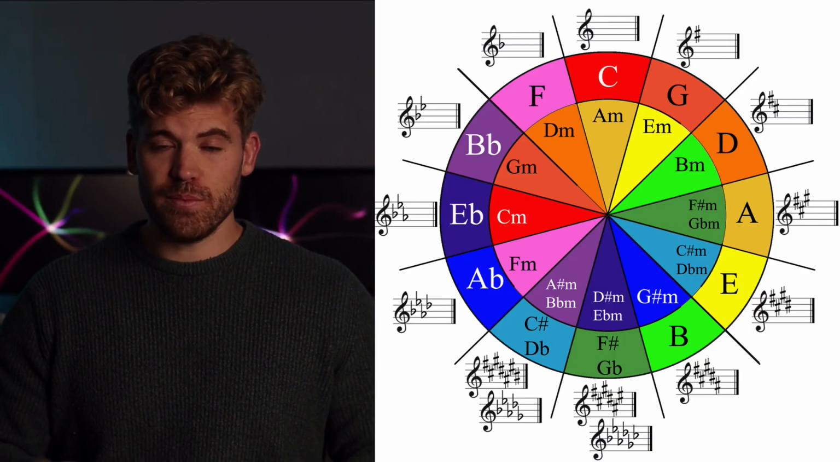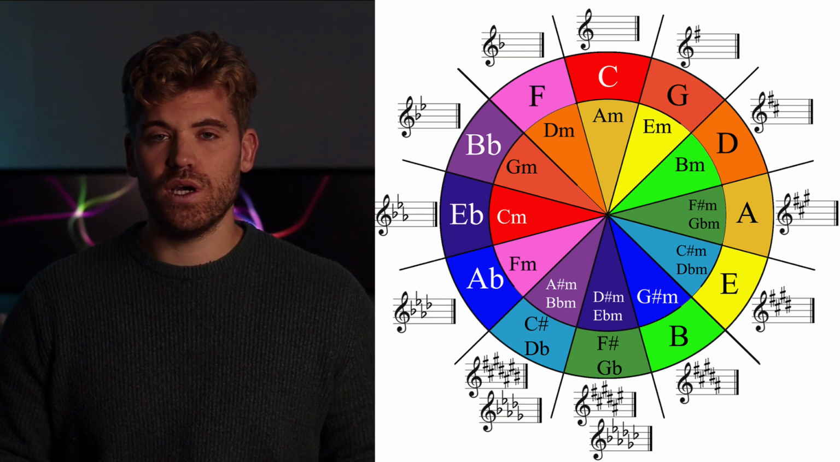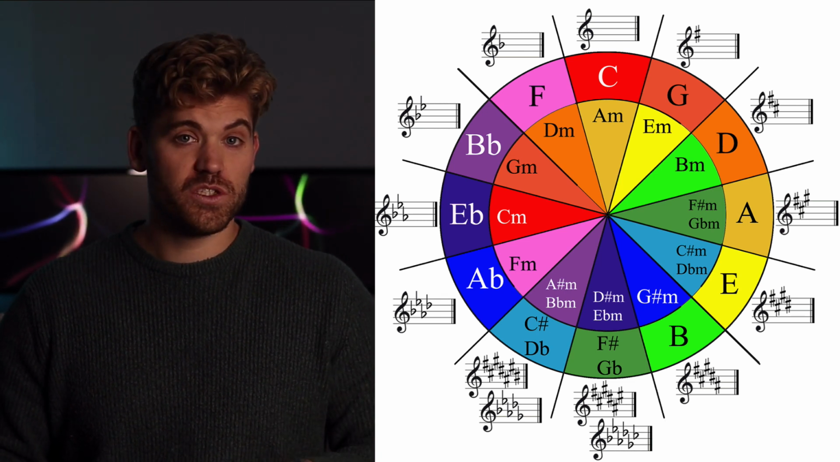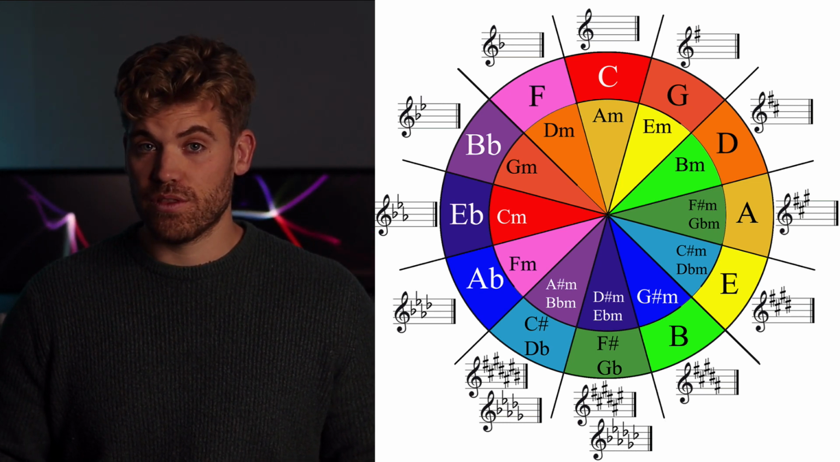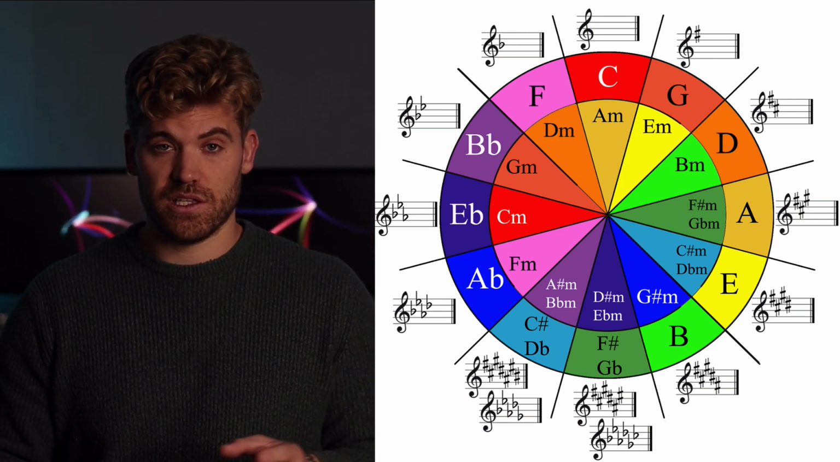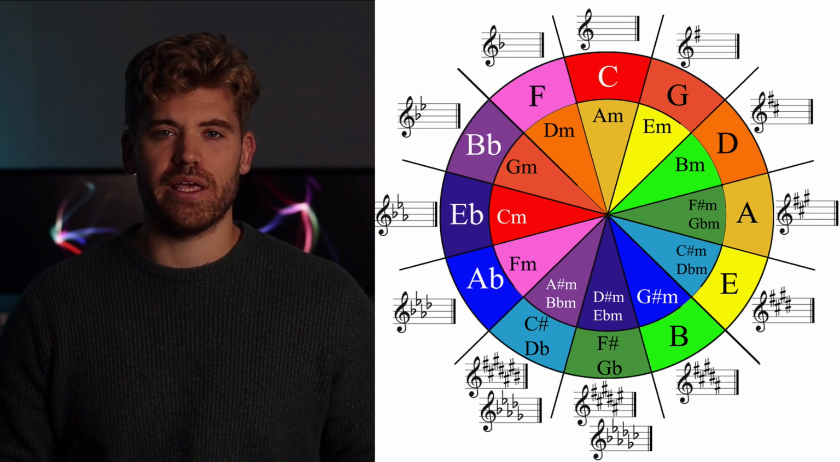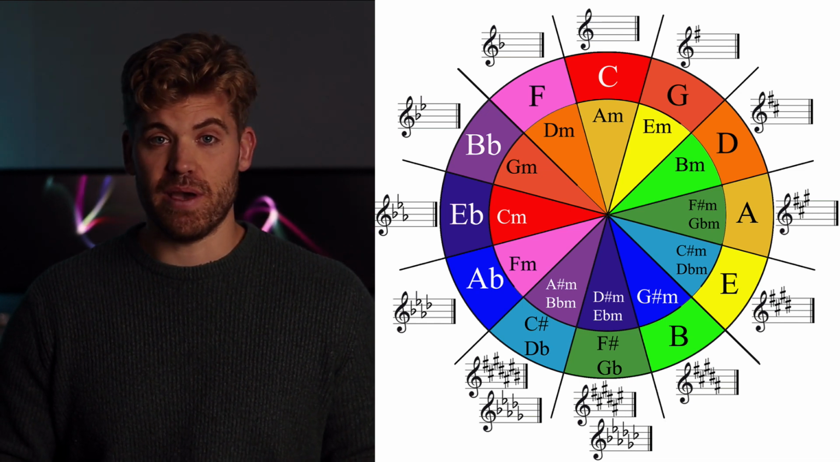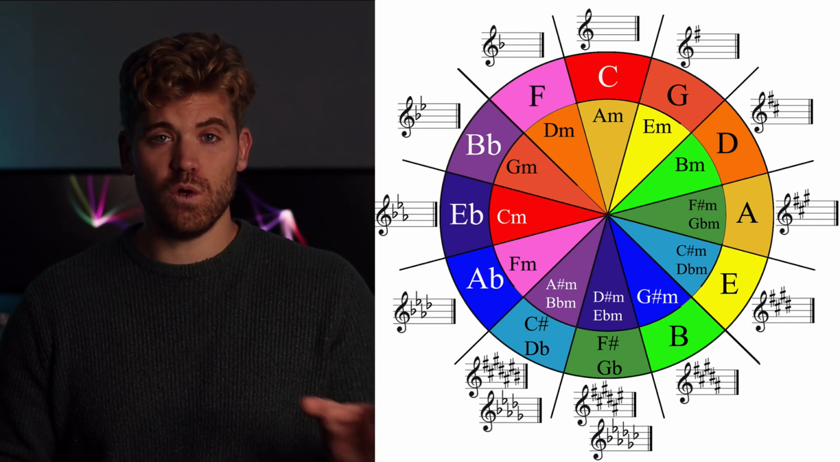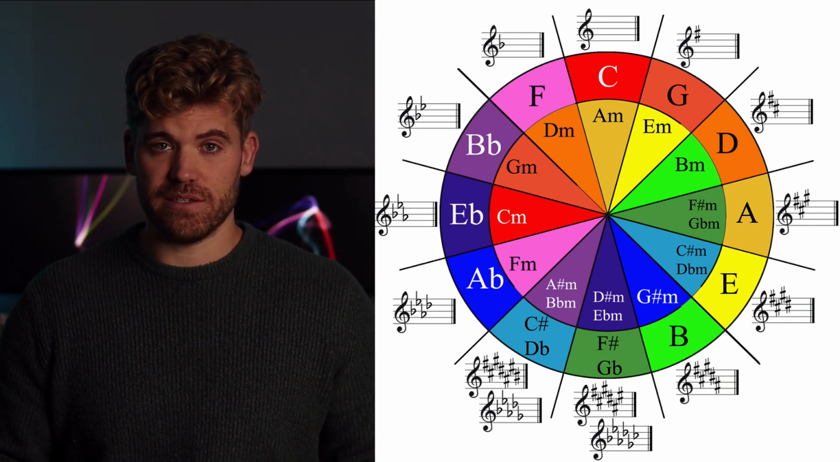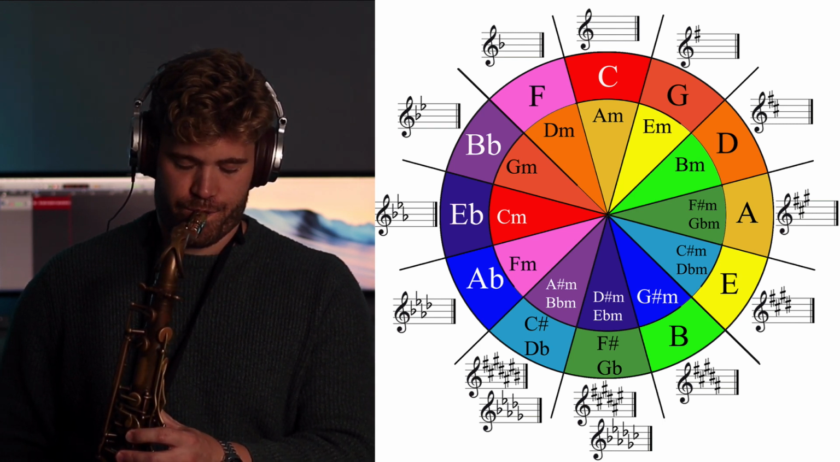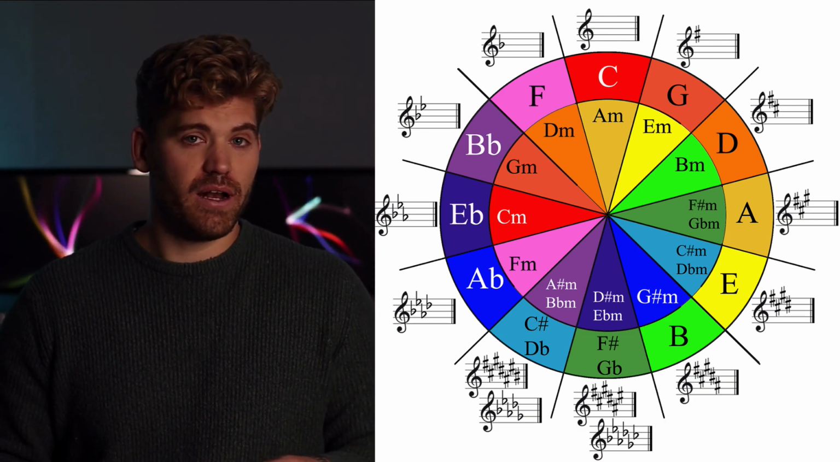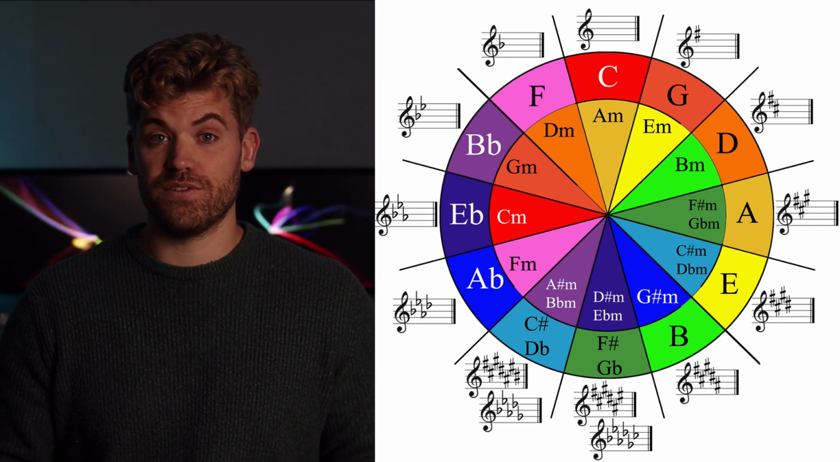We can start at any point around the circle. We don't necessarily always have to start at the top of the circle. We can also play around the circle clockwise, anti-clockwise, or even a combination of both. For example, we could play clockwise around the circle starting on C. So we play C major, G major, D major, and so on until we've played all the way around the circle and got back to C. If we want, we can keep playing round and round the circle clockwise for that practice session.